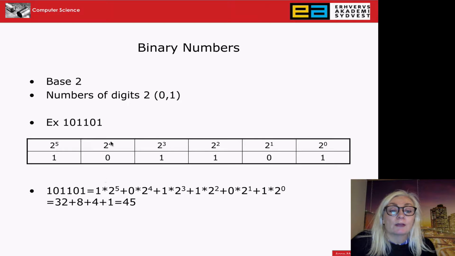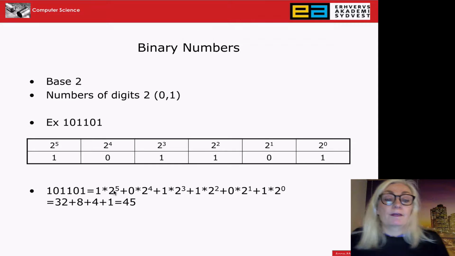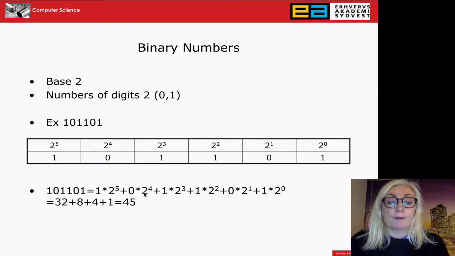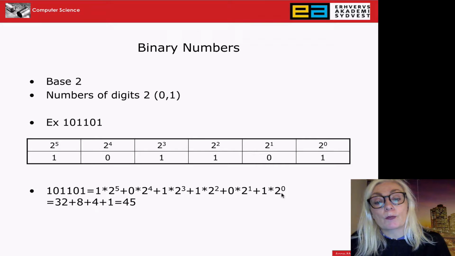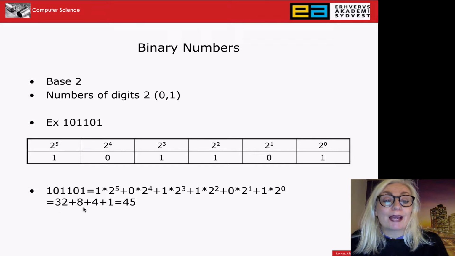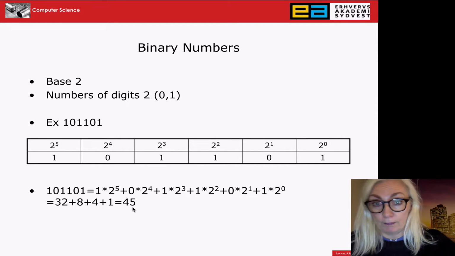And what we do here is that we add them all up. 2 in the power of 5 is 2 multiplied with itself 5 times, and that is 32, plus 0, plus 1 multiplied with 2 in the power of 3, which is 8, plus 1 multiplied with 2 in the power of 2, which is 4, plus 0, plus 1 multiplied with 2 in the power of 0, which is 1. When we add them all up together, we will see that this gives us the number 45.